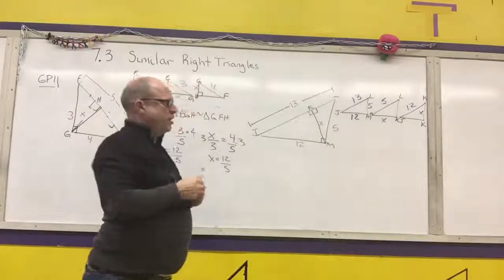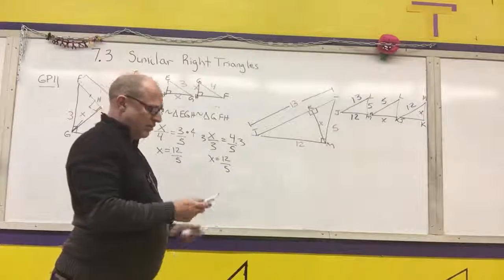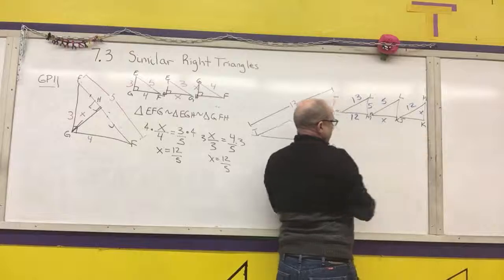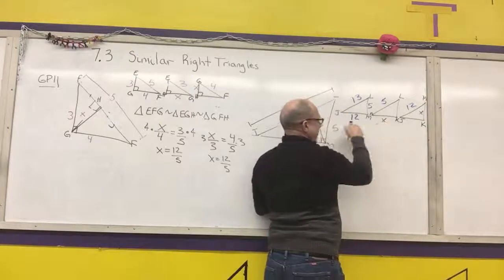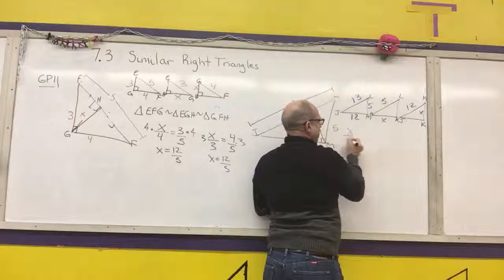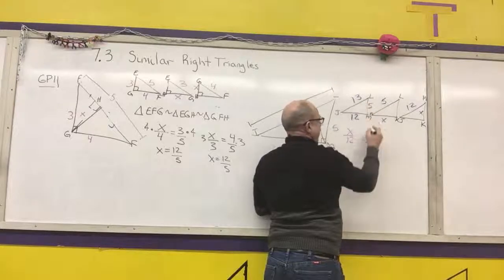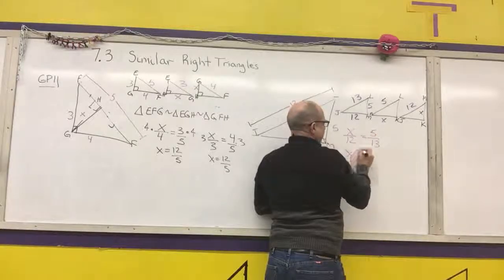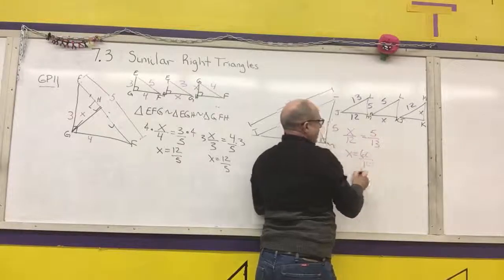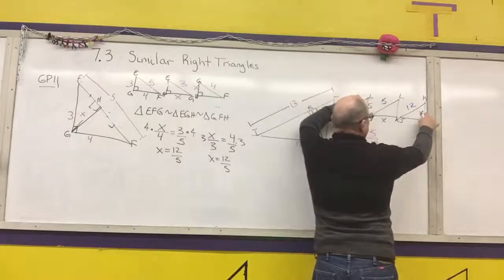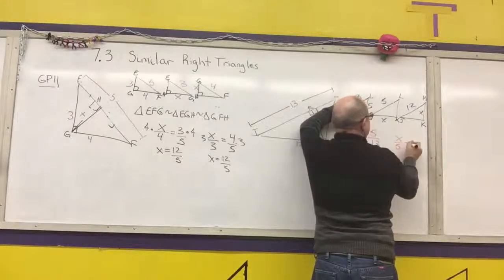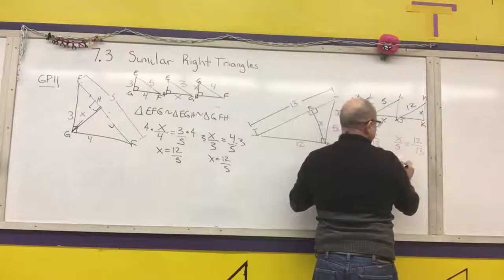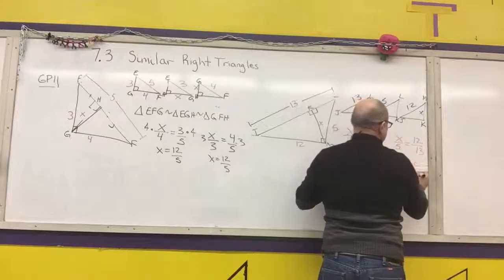So I have 2 different options to write my proportionality statement to solve for X. I'm going to use this one first, then I'll check it with this one. I know that bottom over bottom, X over 12, is equal to hypotenuse over hypotenuse, 5 over 13. Multiply both sides by 12, and I get x equals 60 over 13. Or I can write right over right, x over 5, is equal to 12 over 13. Multiply both sides by 5, and I get x equals 60 over 13.